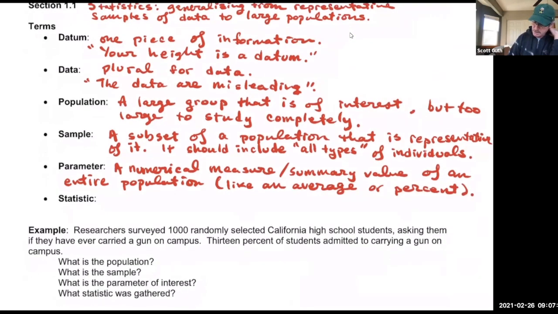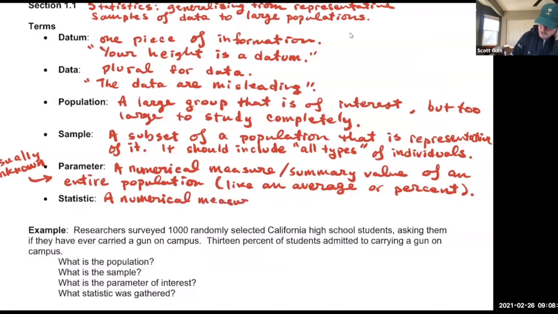Okay. And then a statistic. So the idea is you can't know the value of a parameter because it requires you to have data for a whole population. So parameters are usually unknown. Okay. A statistic is what you have to use instead. So this is a numerical measure, or summary value, from a sample. So used to estimate a parameter, and I'll say an unknown parameter.